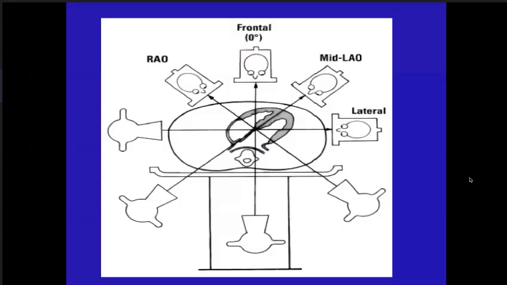Again, this is a representation of the patient lying here with the head end towards me. It can rotate, the head end rotating away from me. So the image intensifier going to the right of the patient gives you RAO view frontal, and if it goes to the left of the patient, there will be LAO view, and extreme will give you lateral.